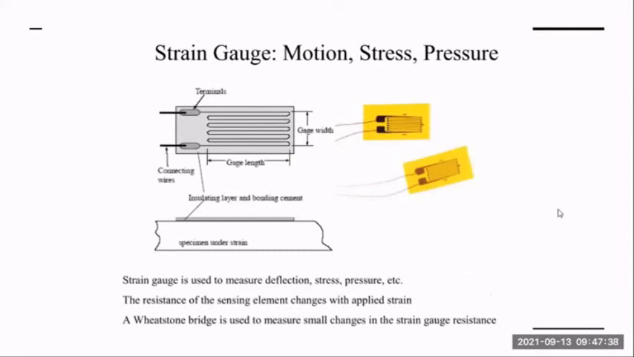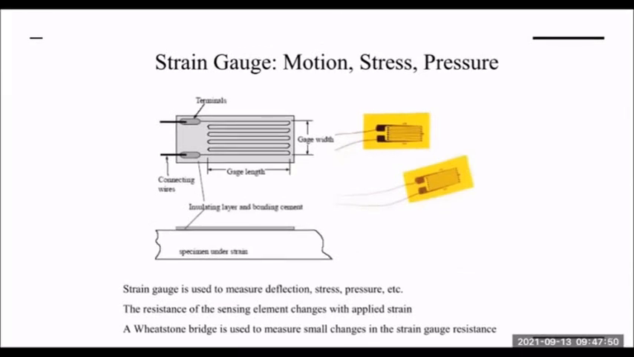Okay, so a strain gauge is used to measure deflection, stress, pressure, etc. The resistance of the sensing element changes with applied strain, and a Wheatstone bridge is used to measure small changes in the strain gauge resistance. You can usually find strain gauge sensors in water systems.